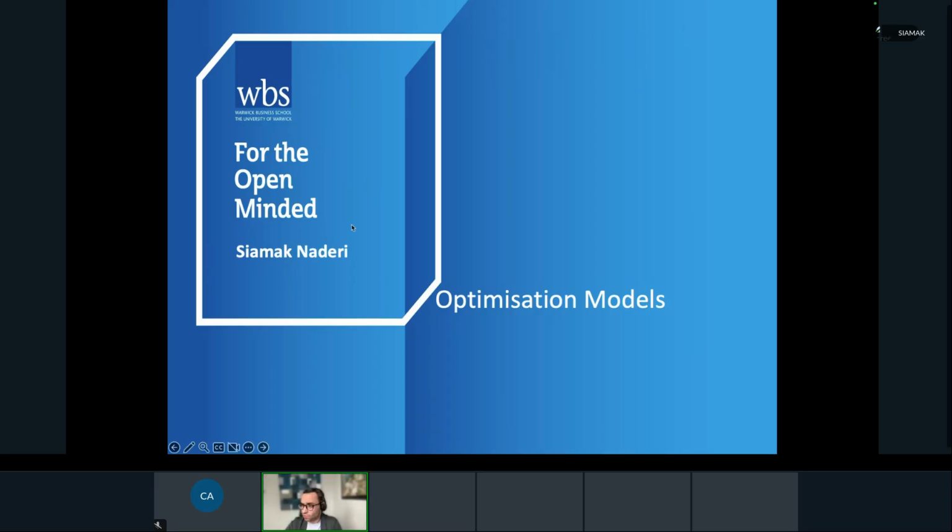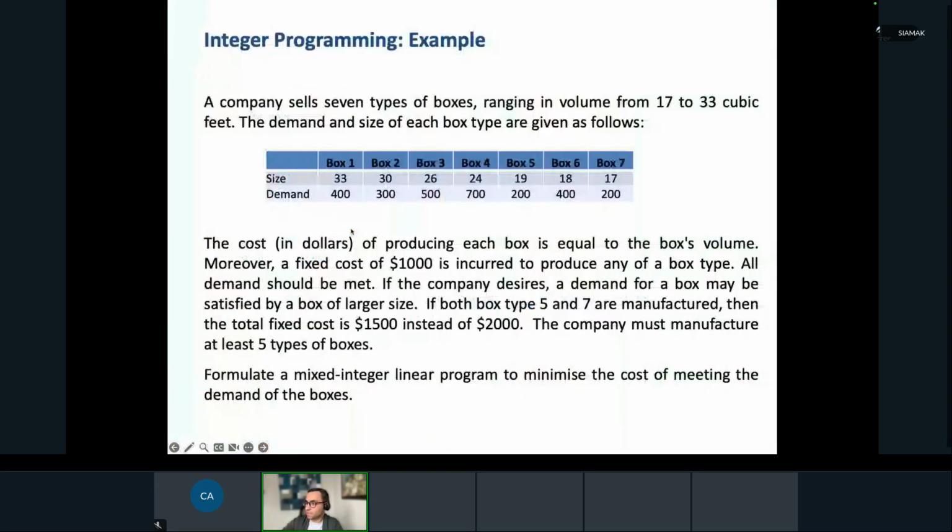Let's start with the problem that we have today. This is the problem that we're going to work on. I will give you a few minutes. Please read the problem. Try to understand the problem. Try to define the decision variables for yourself, and as much as you can, just proceed, and then I will solve the problem.